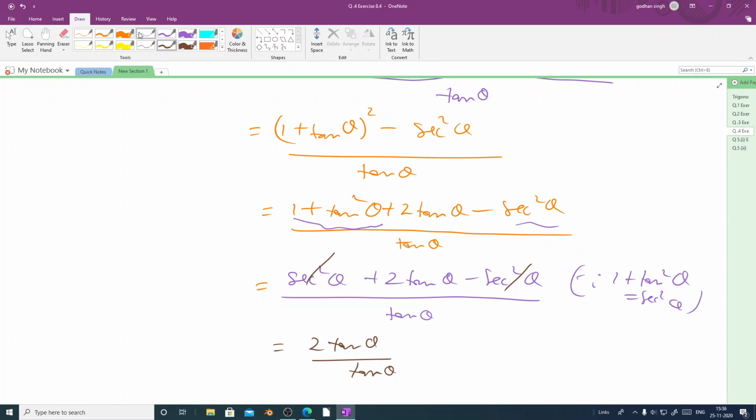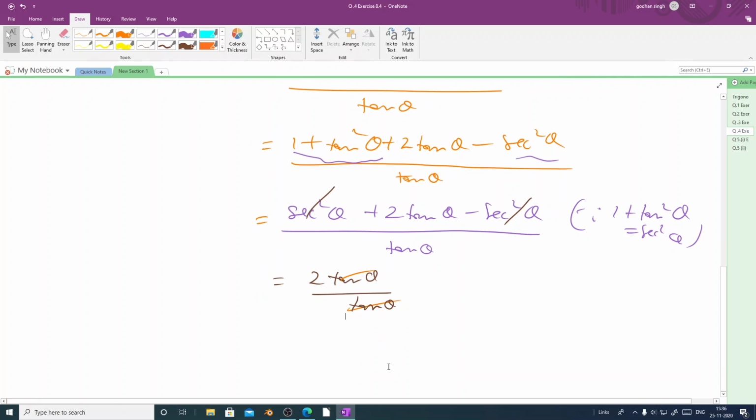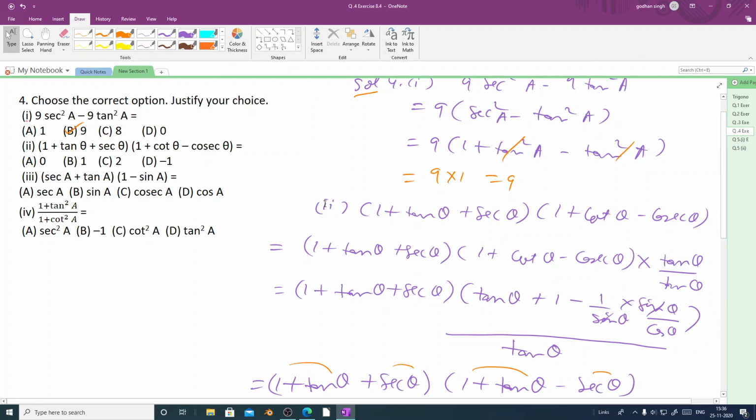So we can cancel this tan theta from both numerator and denominator, and finally the answer we are getting is equal to 2. So the final answer is equal to 2. So the answer of question number 4, second part, is C, that is 2.